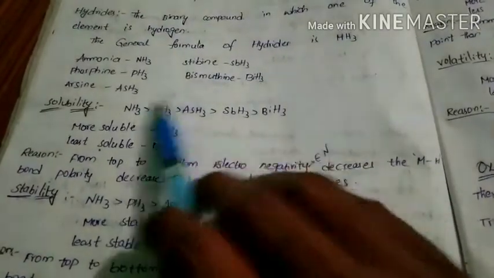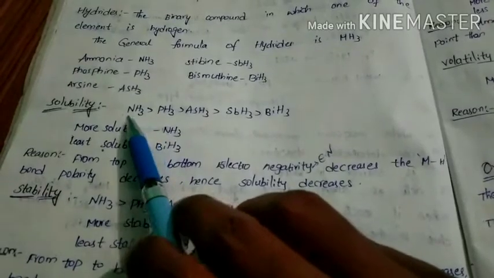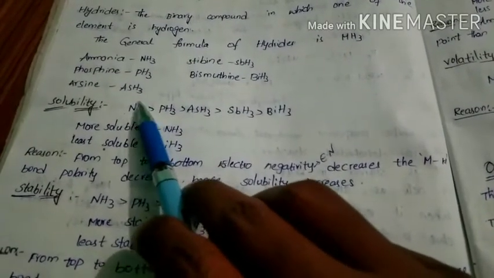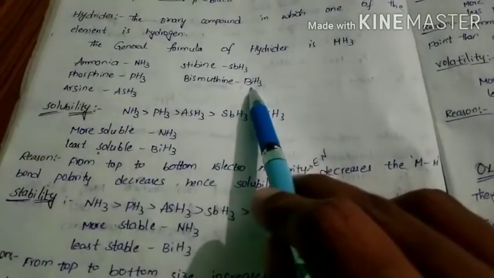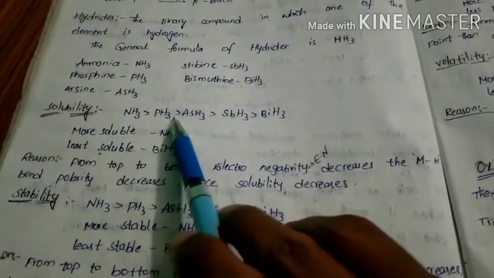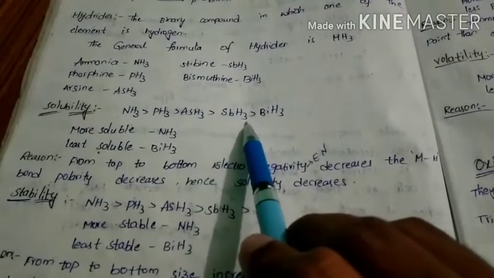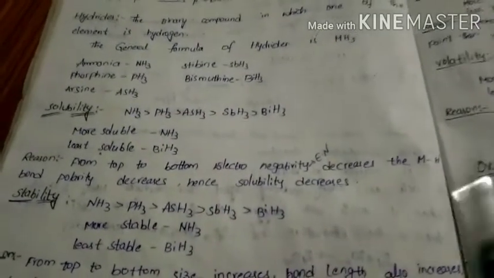So among all these compounds, nitrogen is very small in size. Automatically it has more solubility. Bi is larger in size, automatically it has less solubility. So the order is what? NH3 greater than PH3 greater than AsH3 greater than SbH3 greater than BiH3. So more soluble is NH3, least soluble is BiH3. That's all. So what is the reason?